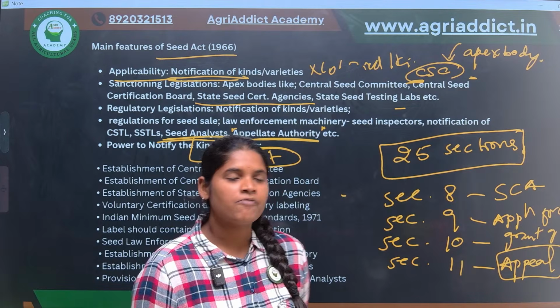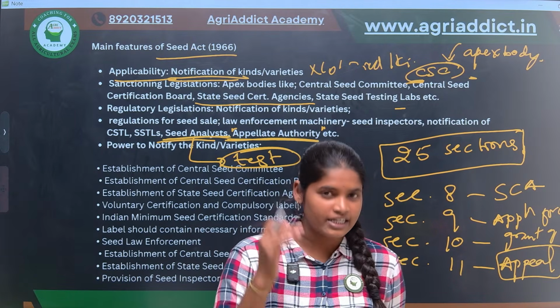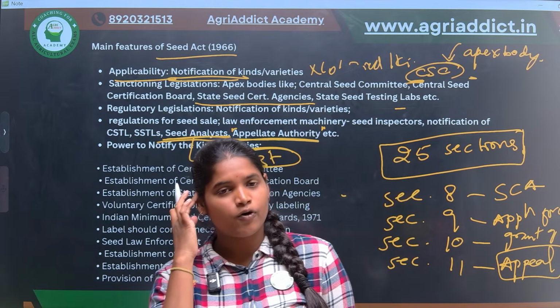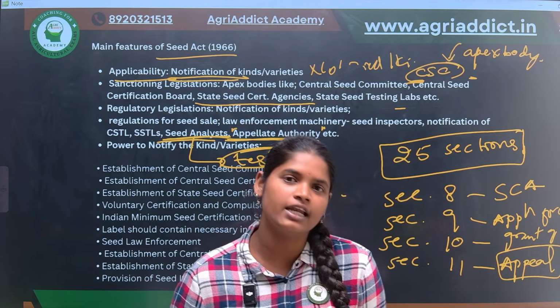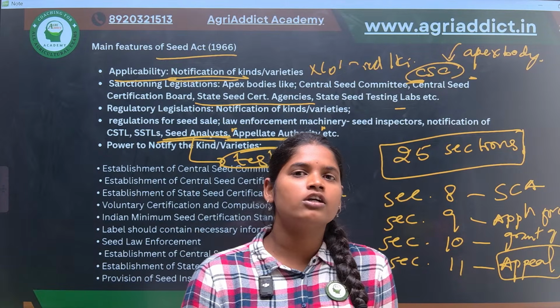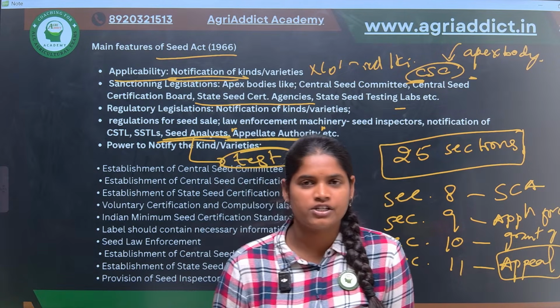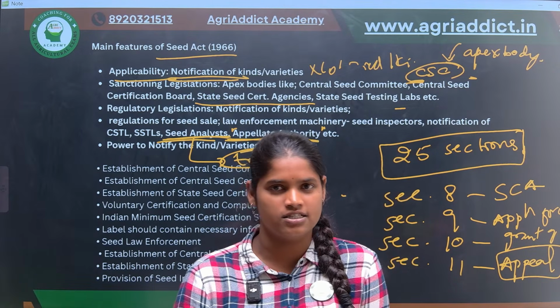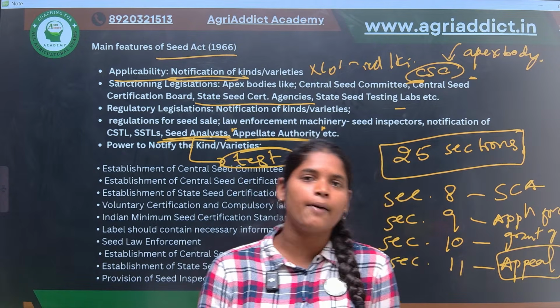Okay. If some fields or some seeds got rejected, maybe at the field level or at the seed level, then what to do? If that person really thinks that he got some wrong information or some wrong decision from the seed certification agency, if he is really aggrieved by the decision of the seed certification agency, then he can go to the appellate authority.